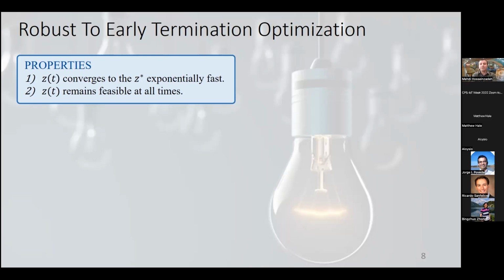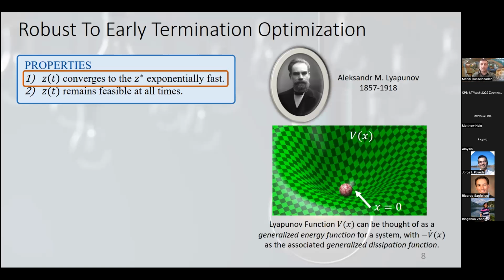I'd like to start with the first property. In order to prove the convergence property, we use Lyapunov theory. Lyapunov theory is a very powerful tool to study stability or convergence of dynamical systems. It's based on a positive function, which is called a Lyapunov function, which can be seen as a generalized energy function. If the time derivative of this function is strictly negative, it means that the energy of the system is decreasing over time, so it will converge to the equilibrium point.